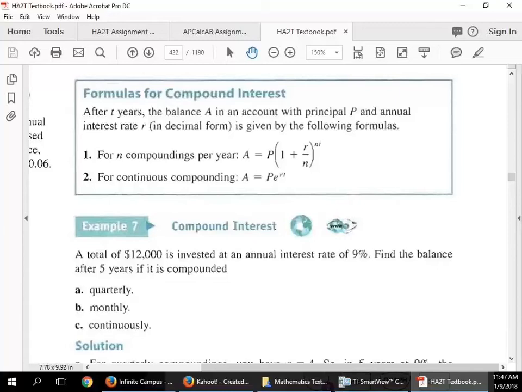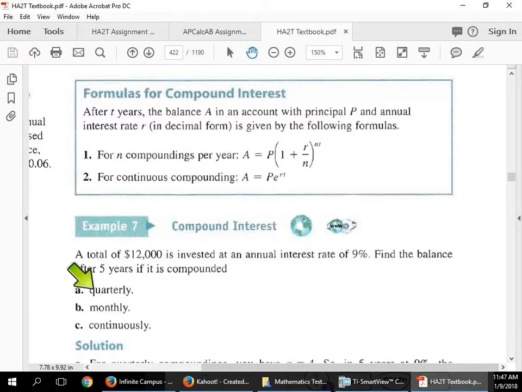Okay, here we're calculating interest. We're compounding interest, and here are the formulas. I'll show you guys in a little bit where these formulas come from. But this first formula is the one you use when you're not continuously compounding. Okay? So, how many times are we compounding if we're compounding quarterly?